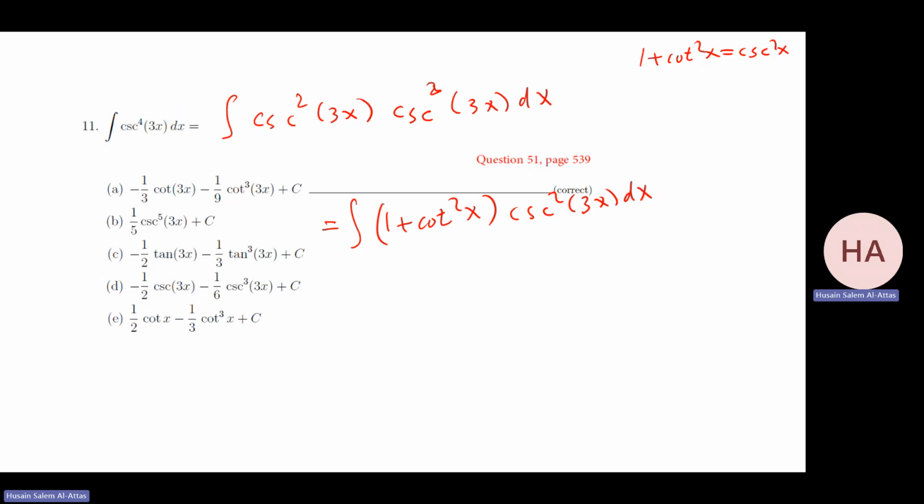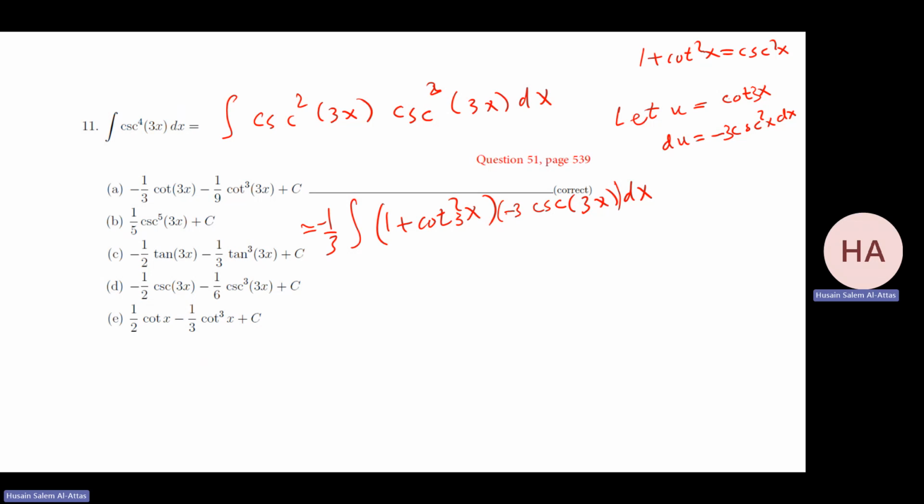Okay. Now everything is ready. Now I let, be careful now with the sign. U equal cotan x. Du will be minus cosecant square x dx. So I need a minus sign here. And I need a minus sign here. Be careful. This is cotan 3x. So if I have cotan 3x, that will be minus 3. So I need to add minus 3 here. And I need to add minus 1 over 3 here.